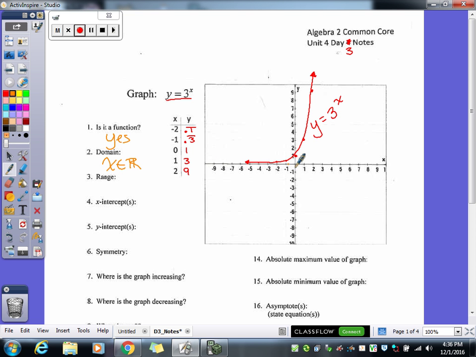Our range, again, as we said, will never touch or cross your x-axis. So it's going to be everything higher than that. Our range for this would be that y is greater than 0. It's not going to be equal to 0. It's purely going to be greater than 0.